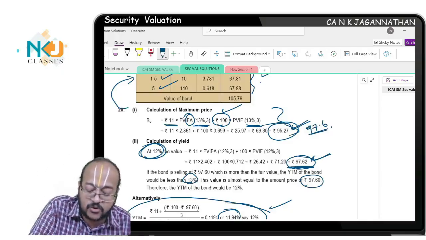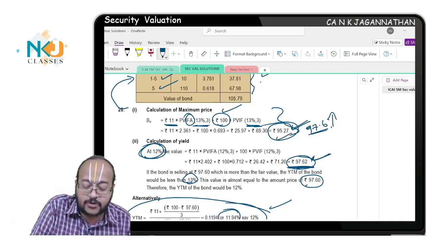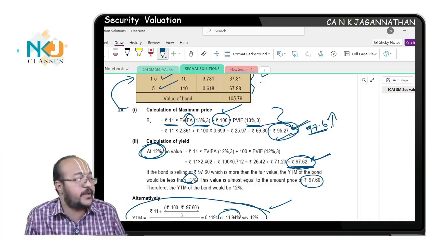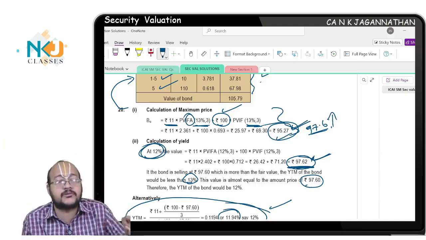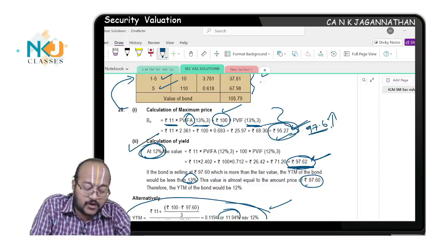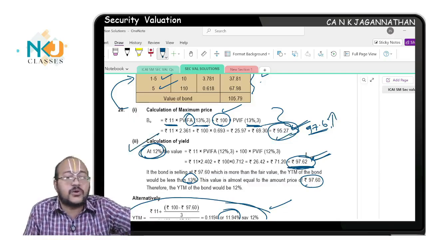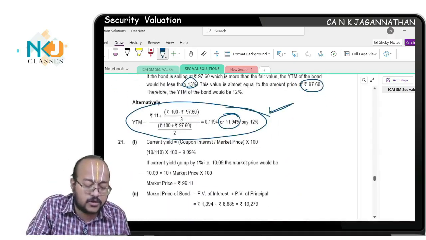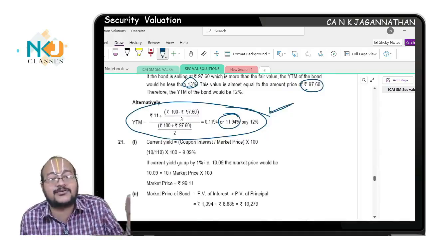You have to increase the value from 95.27 to 97.6. What should you do? Reduce the YTM. So from 13%, go to 12% and check it out. This is what they have done, and at 12% it is tallying, so 12% is the YTM. But ideally, you should use the approximate formula, because sometimes 97.6 matches, hence they have given it.